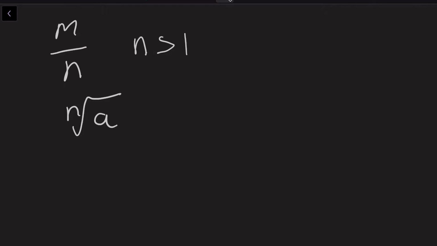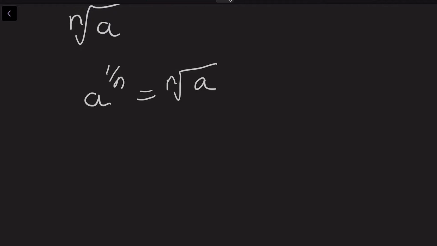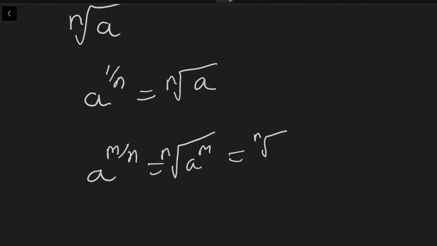The first thing is that a to the power of 1 over n is the same thing as saying the nth root of a. Next, if we have a to the power of m over n, that's the same thing as saying the nth root of a to the m power. Similarly, it's the same thing as saying the nth root of a, in parentheses, to the m power.